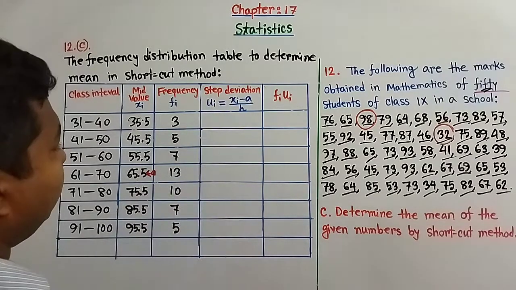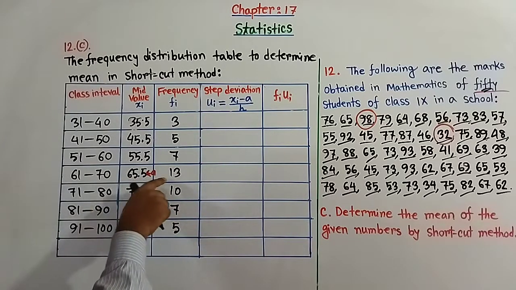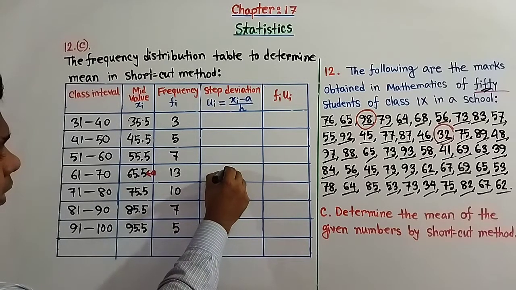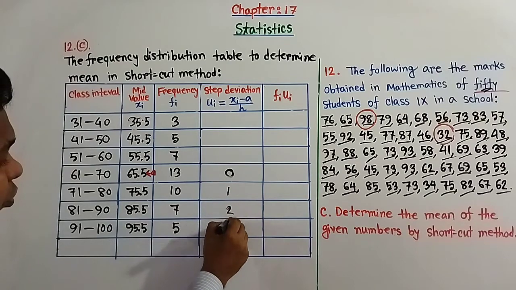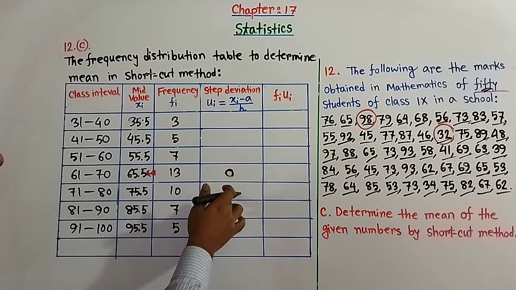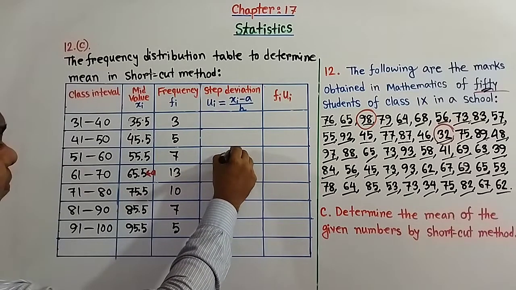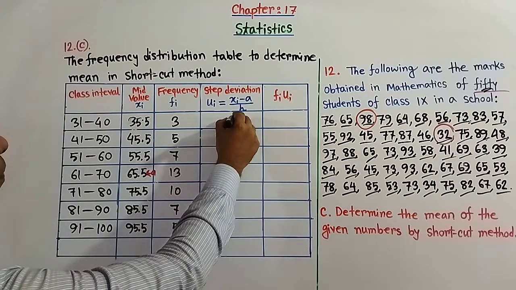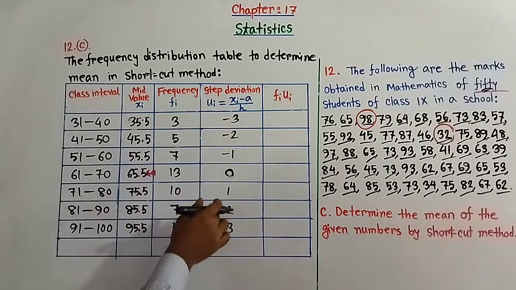Now we find the step deviation using a calculator. We get a step deviation of 0 at the class where the approximate mean lies, and the next classes get step deviations of 1, 2, and 3. Therefore the step deviation increases by 1 in the upper classes, and in the lower classes it is -1, then -2, and then -3. Or by using a calculator you can determine the step deviation from the first class to the last class.